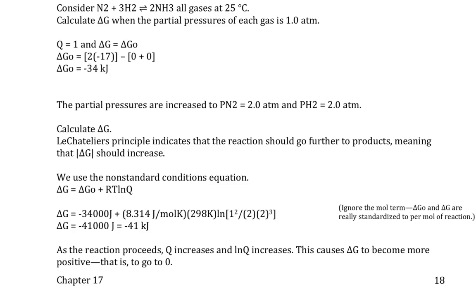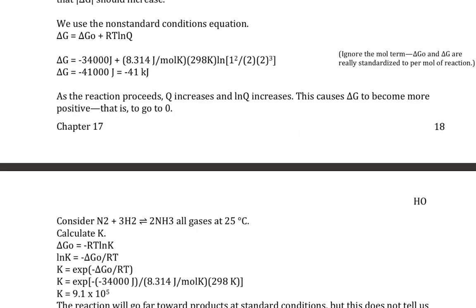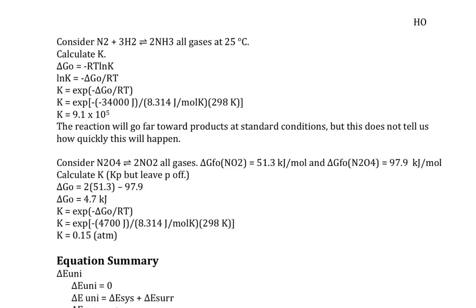As the reaction proceeds, Q increases, ln of Q increases, and that is being added to a negative number, and so that causes delta G to become less negative, to become more positive, and to go to 0. And that would mean the reaction's done, it's in equilibrium. If it were a battery, we would say the battery is dead. Batteries are simply spontaneous reactions that we've tapped into to get the voltage, so we can utilize them and get energy from it.